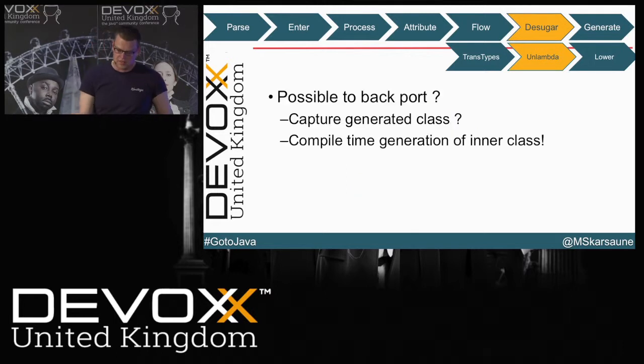So the question is, okay, that's great for Java 8, but what if you're working on some old WebSphere or something? Is there any hope of solving this in another way? Well, we could do something about capturing the bytecode of the generated class, but since we're looking at the compiler, could we resolve this at compile time instead?